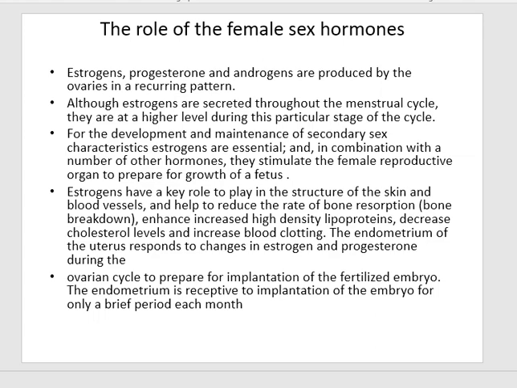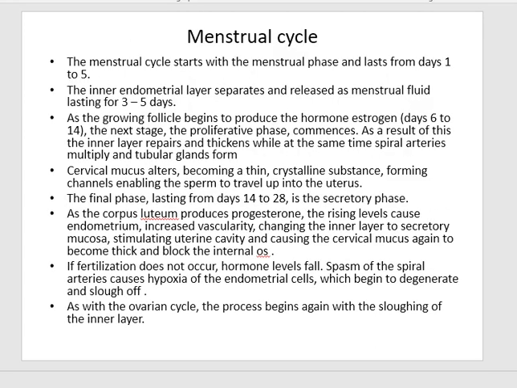of the menstrual cycle. Okay. The menstrual cycle starts with the menstrual phase and lasts from day 1 to day 5. The inner endometrial layer separates and releases as menstrual fluid, which lasts for 3 to 5 days. Okay, هذه بالحقيقة حكينا بيها.